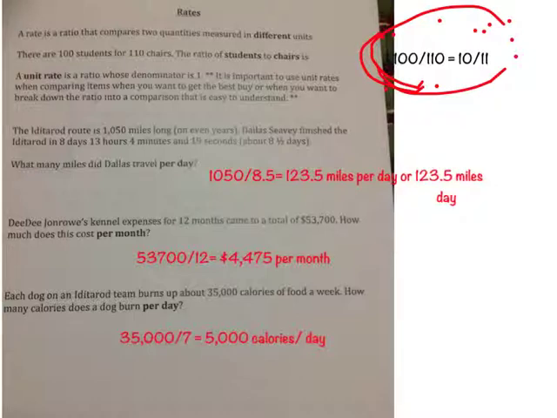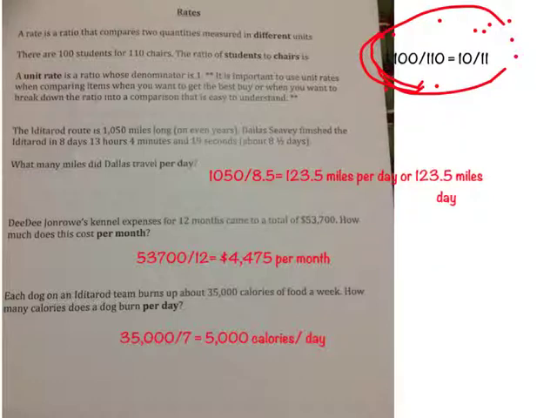A unit rate is a ratio whose denominator is 1. It's important to use unit rates when comparing items. We're going to be talking about this in our next lesson tomorrow. So back to your Iditarod problems here. The Iditarod route is 1,050 miles long on even years. Dallas Seavey finished the Iditarod in 8 days, 13 hours, 4 minutes, and 19 seconds, about 8.5 days.